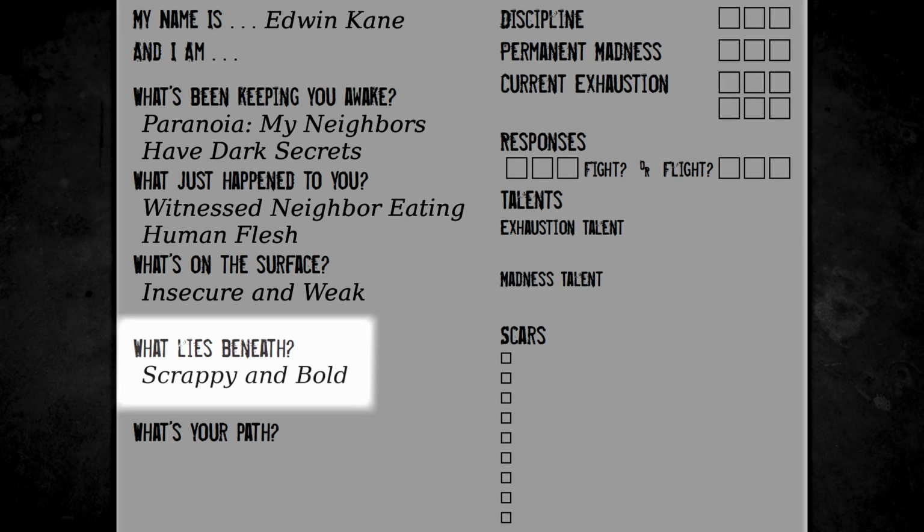For Edwin, although he presents himself as timid, the fact that he continues to look into the objects of his fear shows his inner strength. He is scrappy and bold, though it takes an extreme amount of pressure for that to be brought to the surface. It pushes him toward the source of his fear rather than away from it. What is your path? With this final question, we are looking ahead to the character's future.